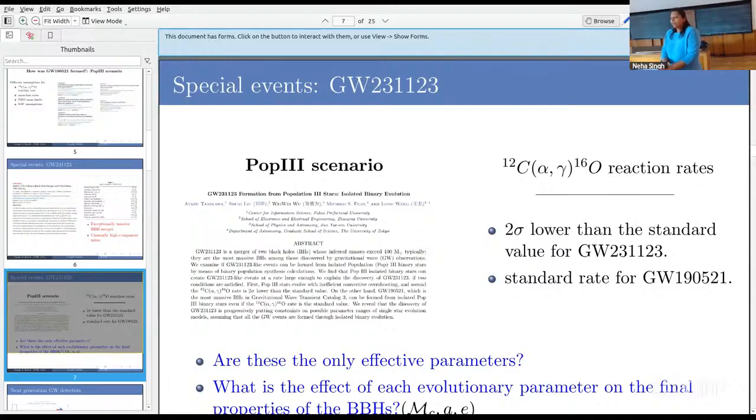Then the question that we are asking now is, are these the only effective parameters, the variation of which will result in the formation of such a binary? And second, if there are, we know that there are multiple parameters in addition to this, then what is the individual effect of each of these evolutionary parameters on the properties of the binary which will be formed finally? So what will be the parameters which will affect the chirp mass? What will affect the separation of the binaries? What are the parameters which will affect the eccentricities of the binaries?